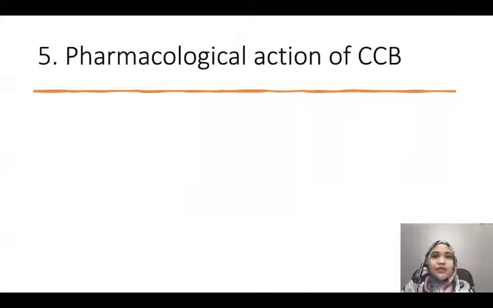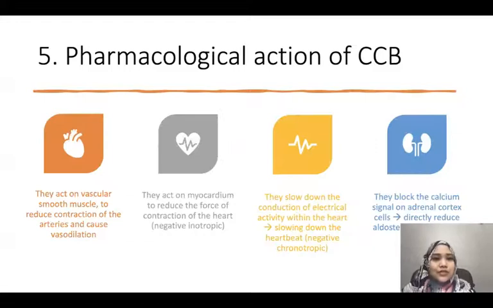And so we have gone through the mechanism of action of calcium channel blockers. So this is to show in another picture what will be the pharmacological action of the calcium channel blockers. So it acts on the vascular smooth muscle to reduce the contractions of the arteries and to cause vasodilation. Secondly, it acts on the myocardium to reduce the force of contractions of the heart, which is impacting in a form of negative inotropic.